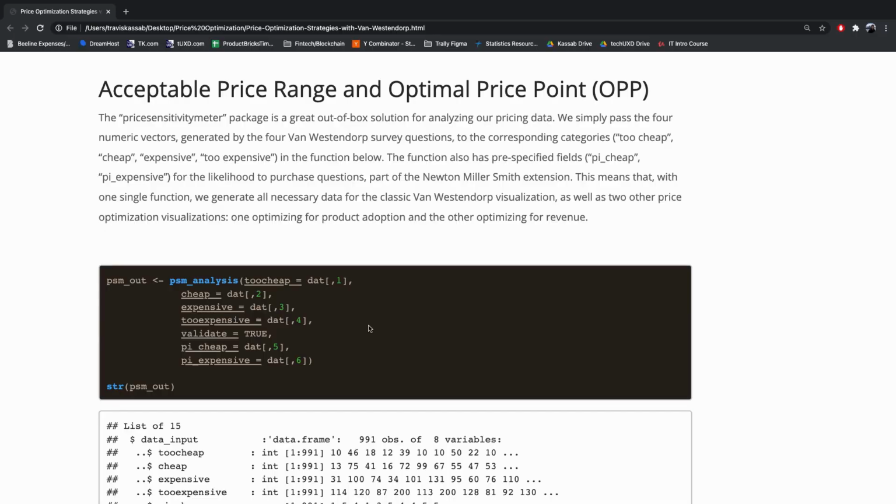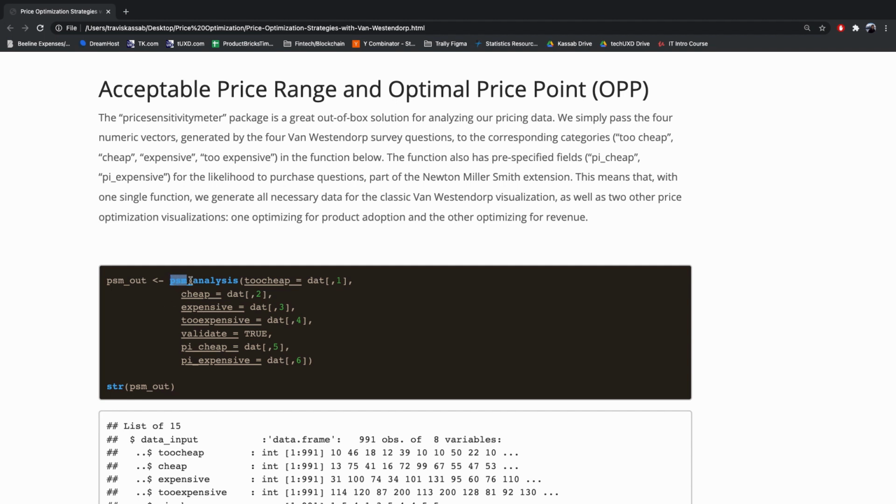So I break the analysis down into two parts: the classic Van Westendorp analysis, and then I analyze the Newton-Miller-Smith data. There is something called the price sensitivity meter package in R, and it's awesome. It's a great out-of-box solution for this kind of pricing data.